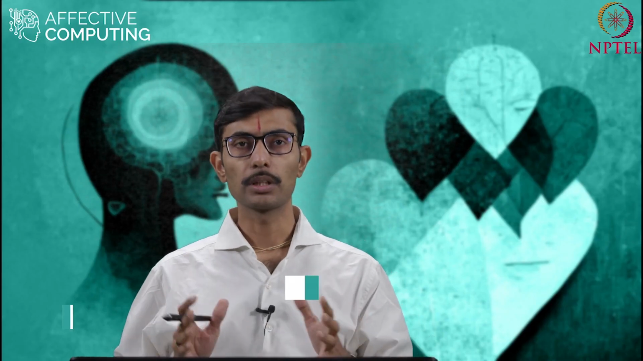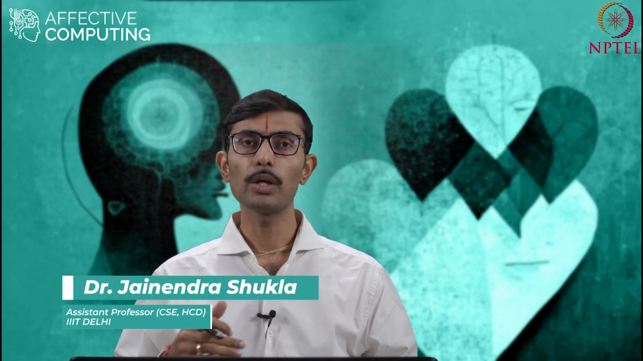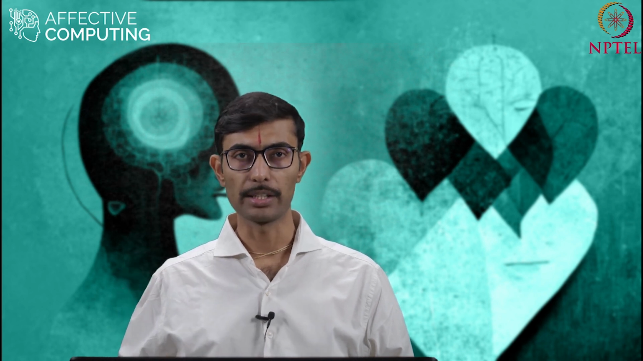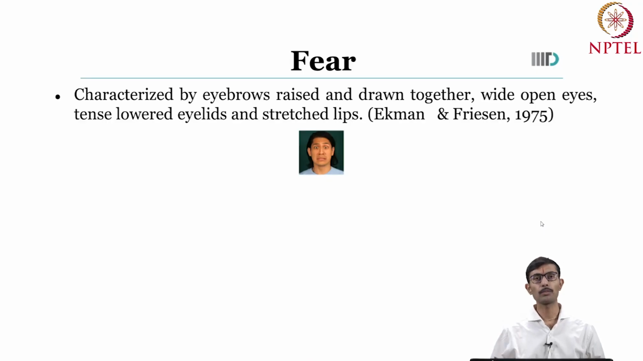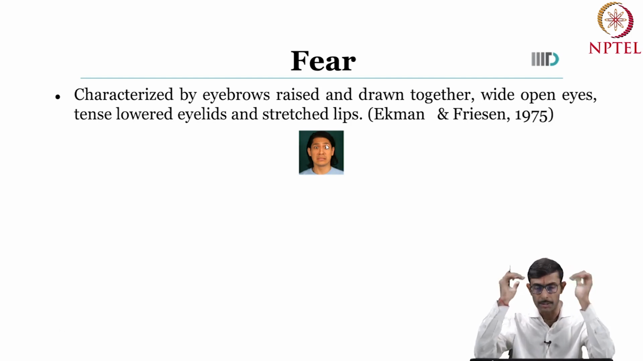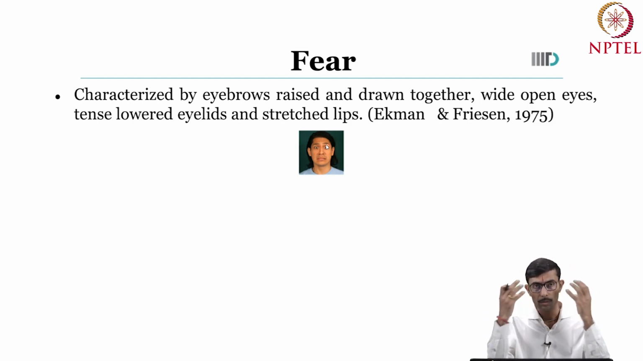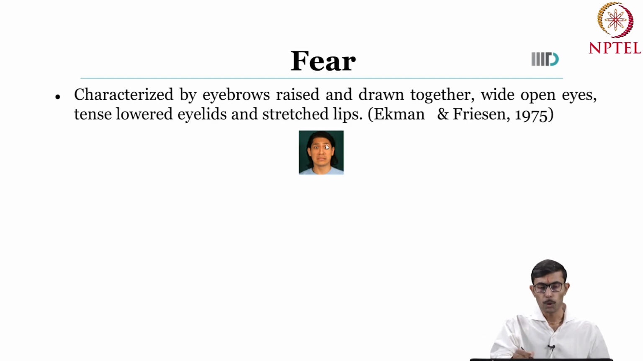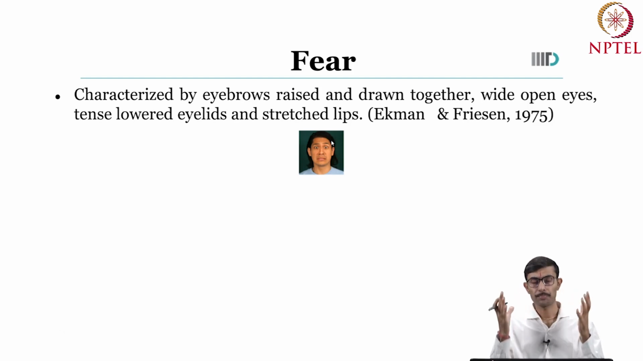So having understood the specificity of the emotions, now let us try to see how different emotions are experienced by a user among different modalities. So let us take the example of the fear emotion. In the case of the fear emotion, as you can see in the image itself, it is characterized by eyebrows that are raised and drawn together, eyes that are widely open, lower eyelids, and stretched lips.